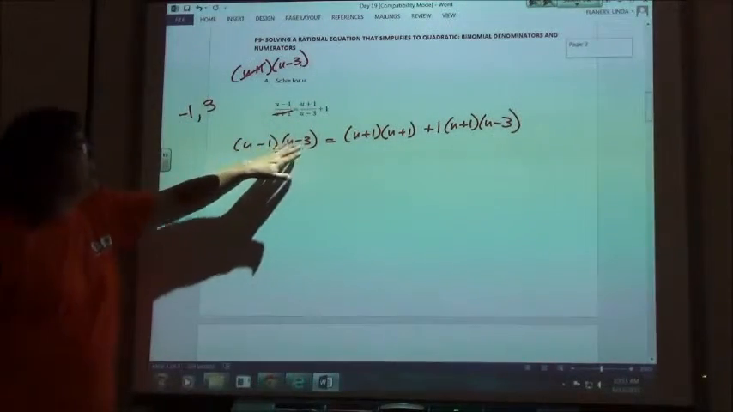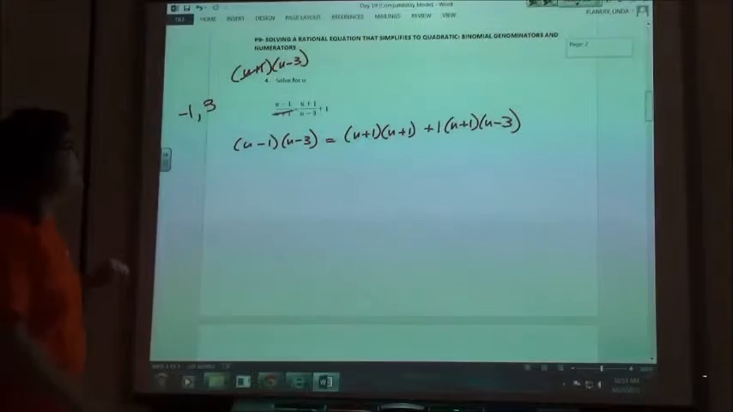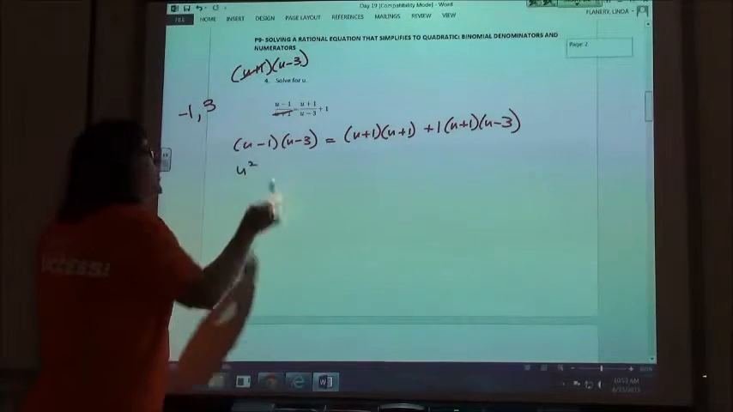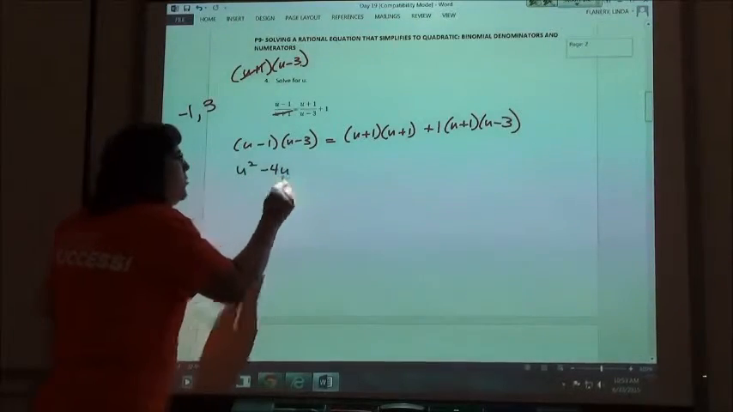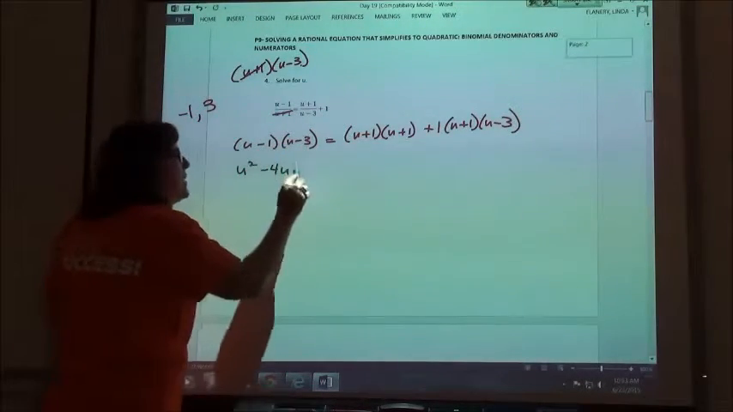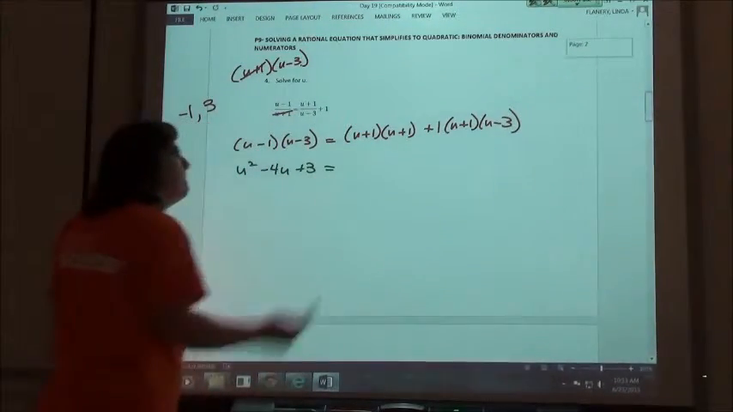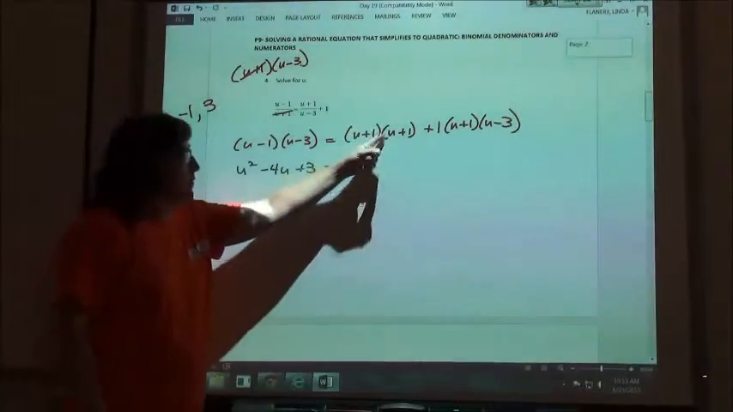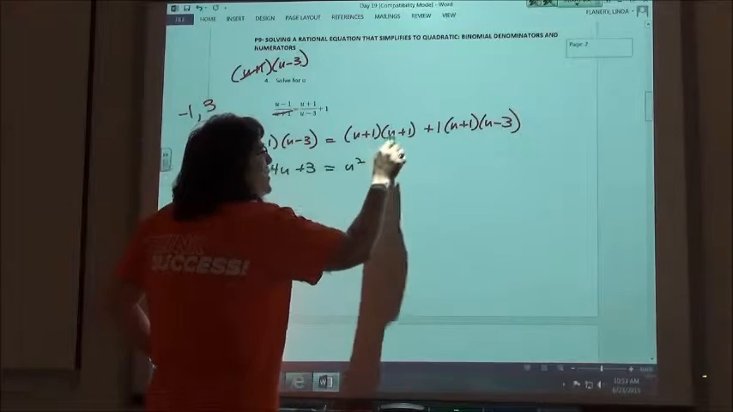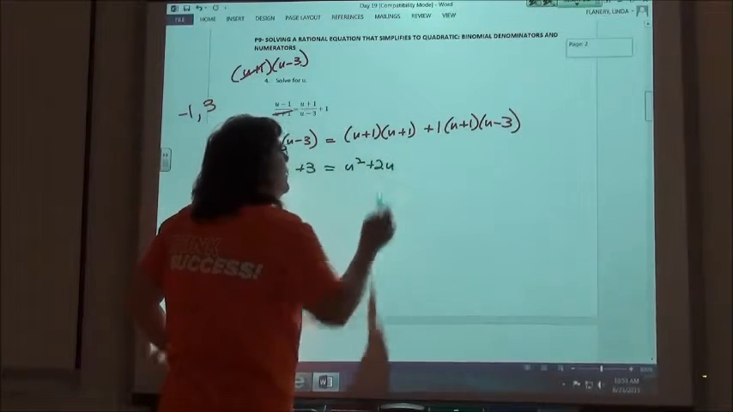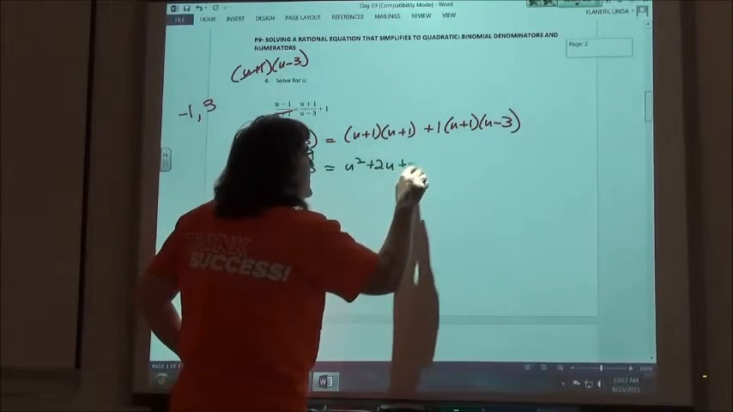So, FOILing out the u minus 1 times the u minus 3. I'm going to have u squared, -3u plus -1u is -4u, and then -1 times -3 is a +3. FOILing out that one, I'm going to have u squared, 1u plus 1u is 2u in the middle, and then 1 times 1 is 1.